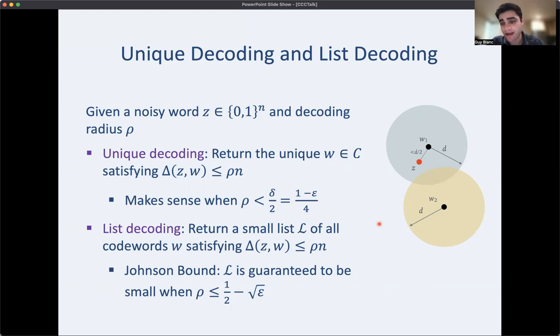The second task we might want to solve is list decoding, where we return all code words that are close enough to the corrupted message. And this is useful because if this list is small, then maybe we can use some side information to figure out what the true code word was. And the Johnson bound guarantees us that we can get quite a large radius and this list will still be small.